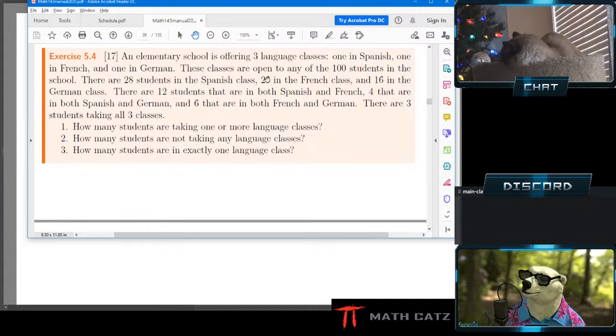An elementary school is offering three language classes, one in Spanish, one in French, one in German. These classes are open to any of the 100 students in the school. There are 28 students in Spanish, 26 in French, 16 in German. There are 12 students that are in both Spanish and French, 4 that are in both Spanish and German, 6 that are in both French and German. There are 3 students taking all 3 classes.